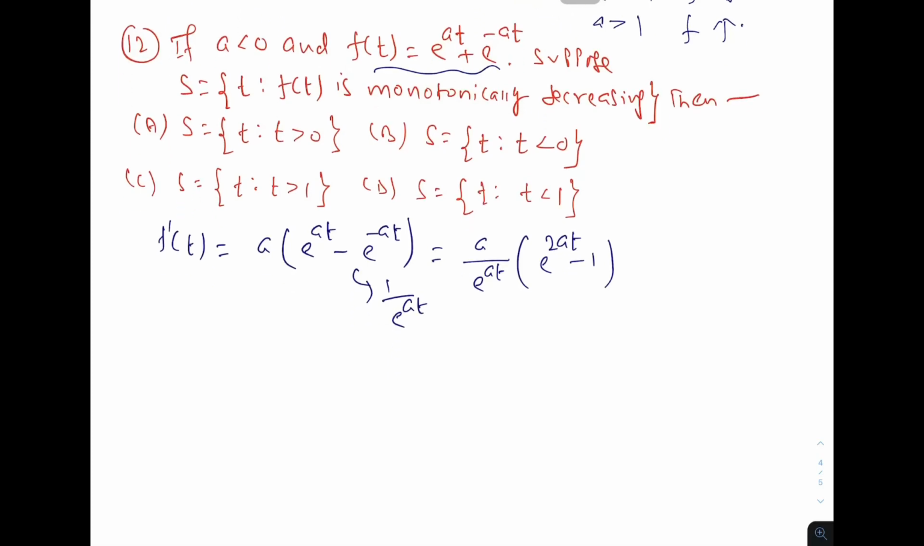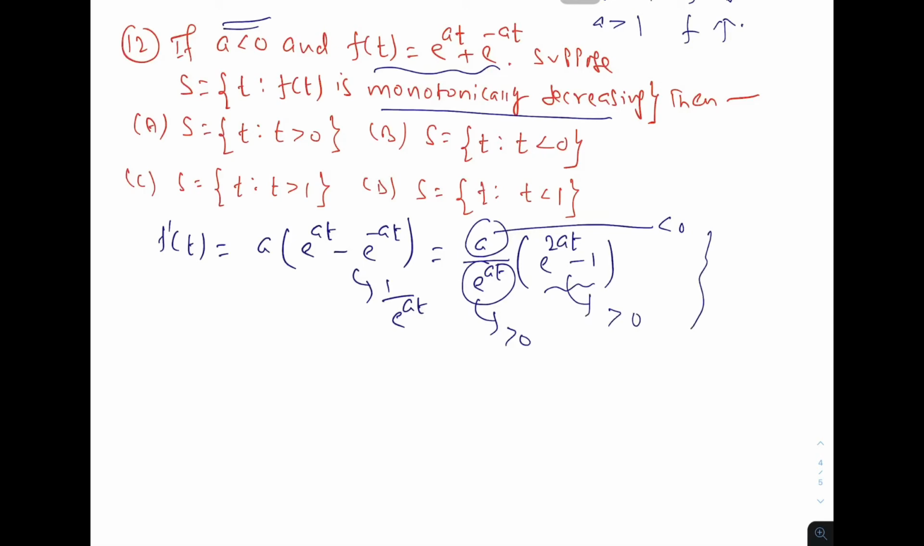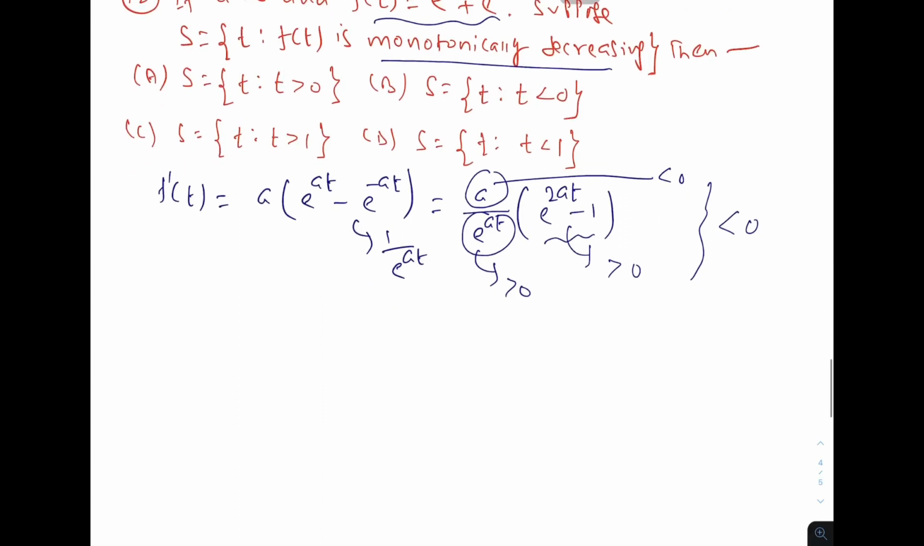Now the function should be monotonically decreasing. Take care, this a is given to be negative. E power a t is always positive for any t. So for f to be decreasing, f dash t should be less than 0, and this would imply e power 2 a t minus 1 should be greater than 0, so that the whole of the function is less than 0 due to a being negative.